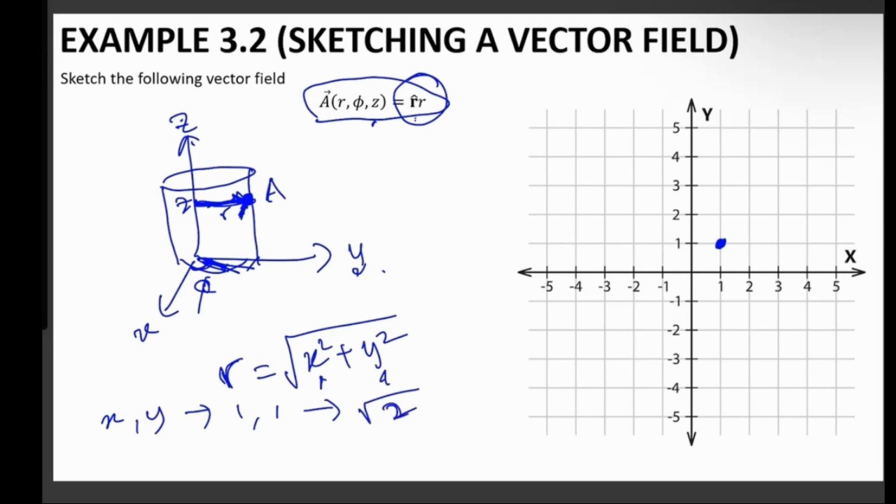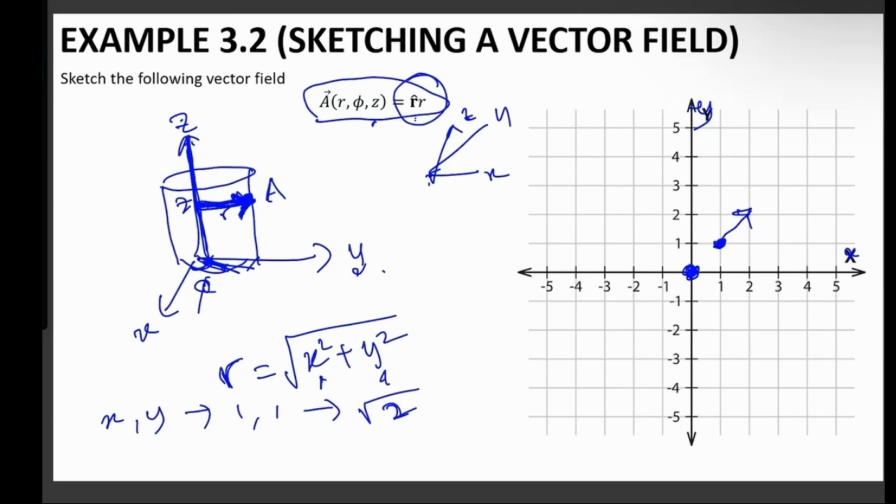So in which direction? We know the direction is from the z axis going out. In this case, we have the x axis here and the y axis here, and the z axis comes out from the board. So the direction of R will be like this, from this point.